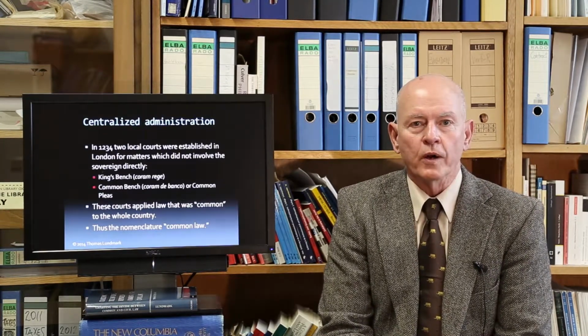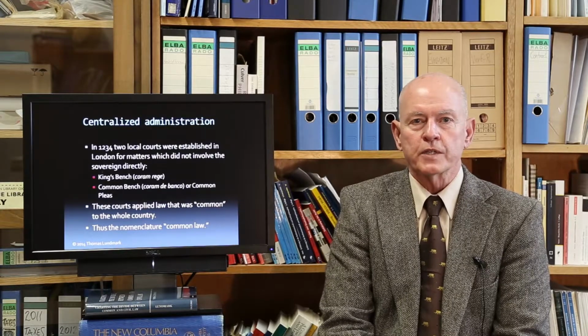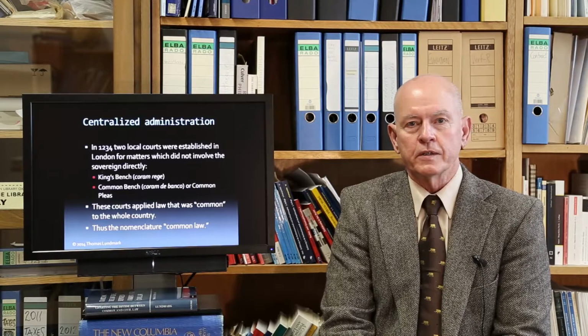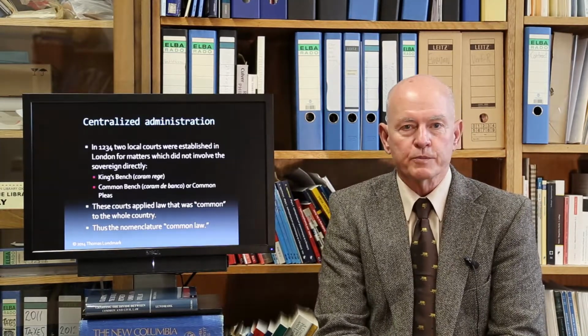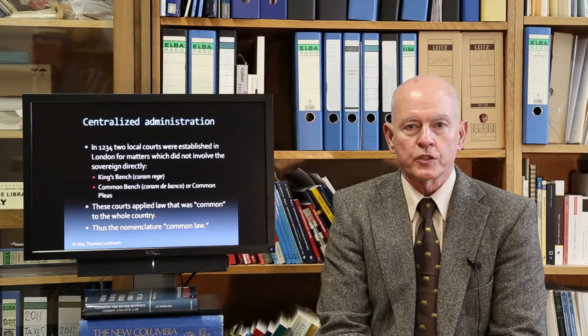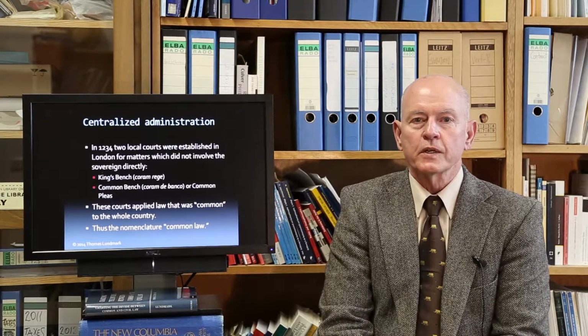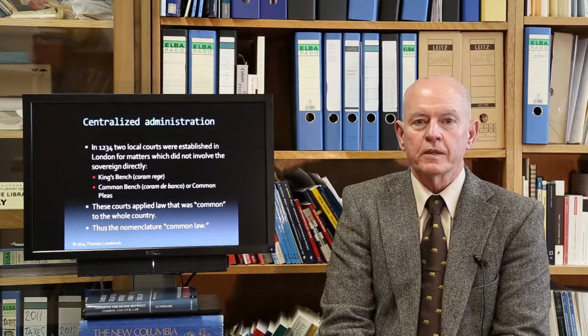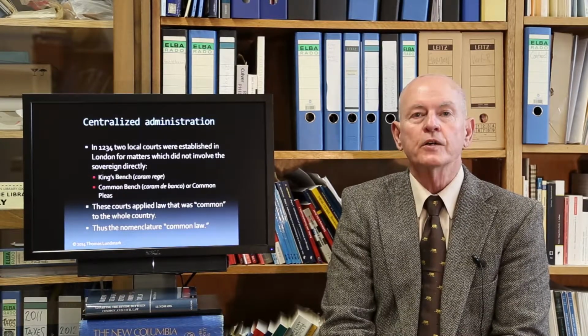In 1234, 2 local courts were established in London for matters which did not directly involve the sovereign. They were the King's Bench and the Common Bench. These courts applied law that was common to the whole country, thus the nomenclature common law.